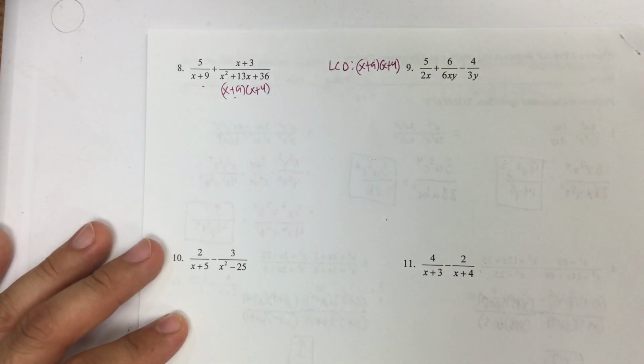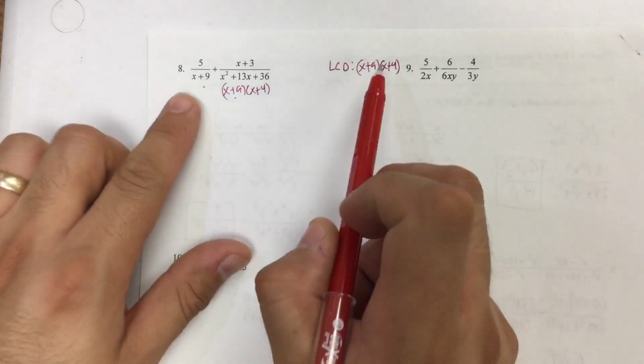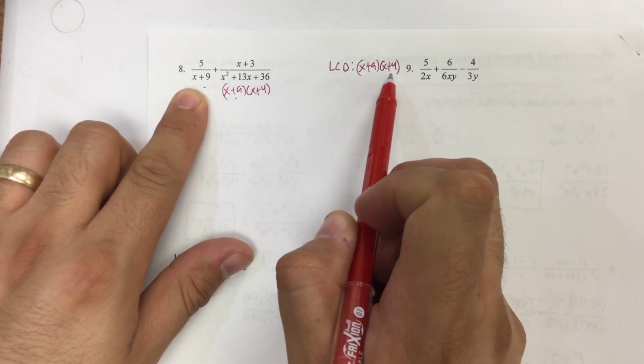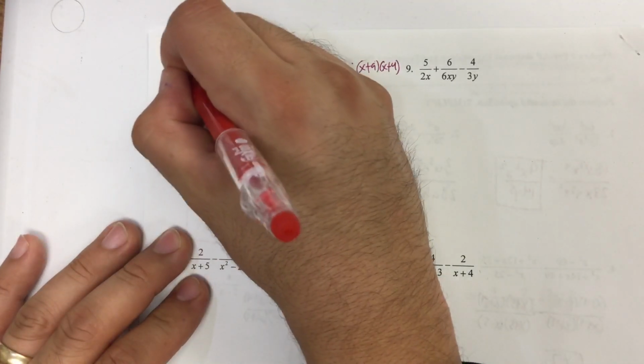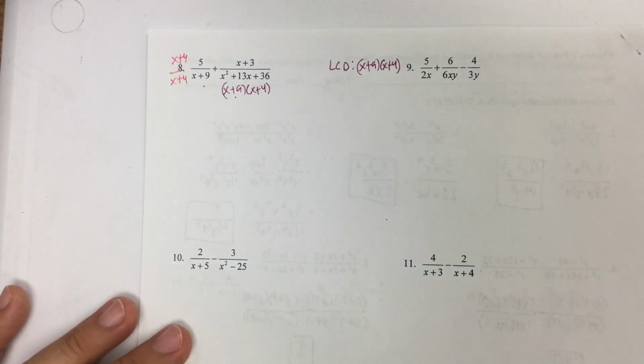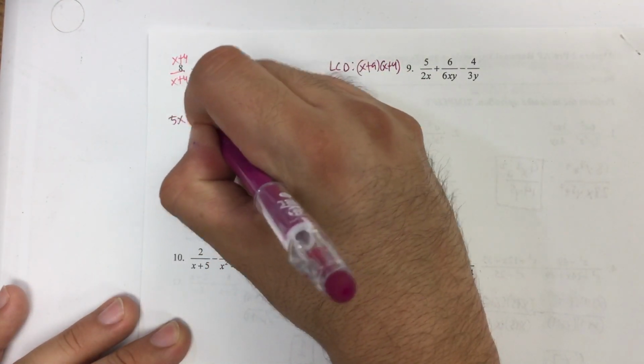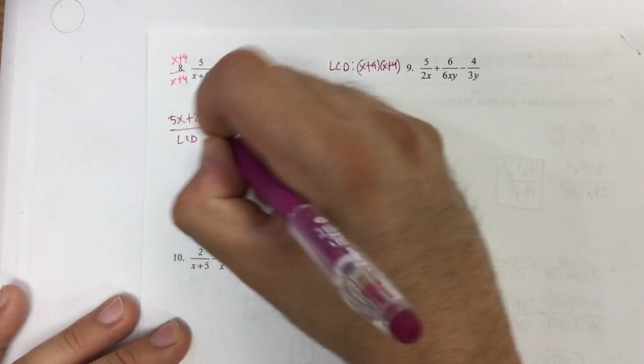So when I look at this, I can see that this one has both of them, so I don't have to worry about adding an LCD here. But this one has the x plus 9, and it's missing the x plus 4. So I'm going to multiply the top and the bottom by x plus 4. From here, we're going to distribute it. 5 times x is 5x. 5 times 4 is 20 over the LCD.